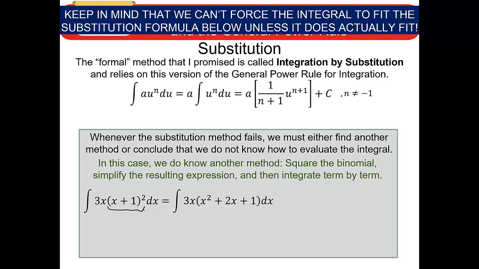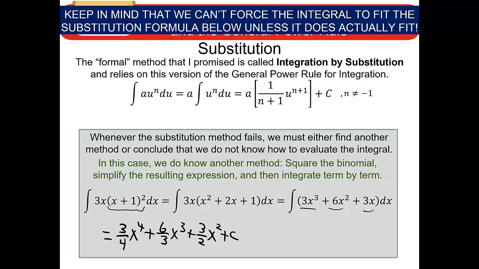If you square out that x plus 1, that's x plus 1 times x plus 1, and do the FOIL method on it, you'll get x squared plus 2x plus 1. And then if you multiply all those terms by 3x, you'll end up with the integrand of 3x cubed plus 6x squared plus 3x. And you can integrate those term by term. So just take the antiderivative of each term and add a plus c.